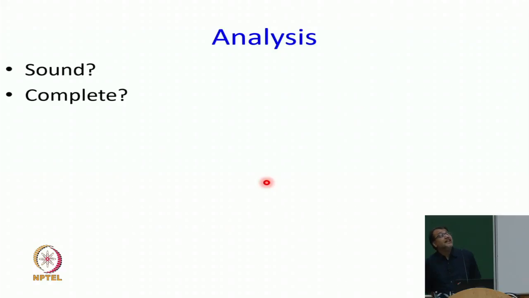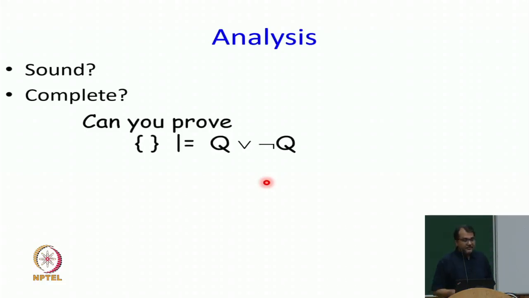Will it be a complete algorithm? Will it be able to prove everything that is true? Can you give me an example? It will take you some time to think about it, but I will give you a simple example. Can you use this procedure to prove that nothing entails Q or not Q?